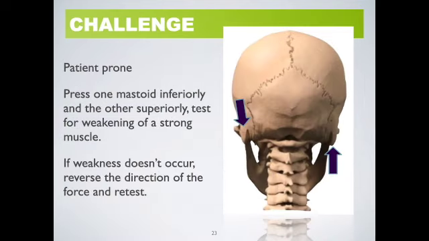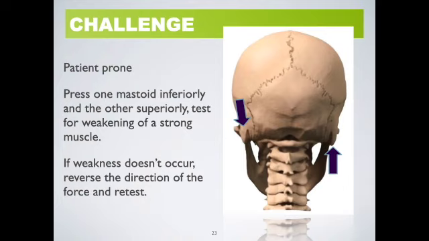The challenge is going to be on the mastoids. You challenge one mastoid up and the other mastoid down at the same time. Now, you go one direction, then go the other direction. A strong indicator muscle will weaken if you have this fault. So essentially, if you can think of it as rotating, you're pressing a mastoid down and a mastoid up, trying to create a rotation around the sagittal axis involving the occiput.